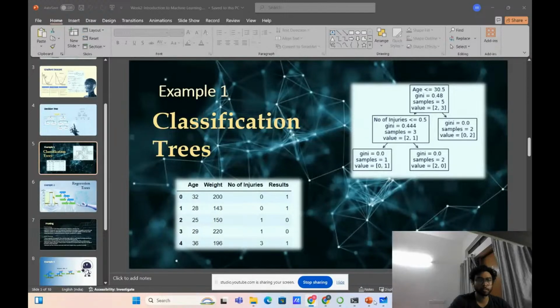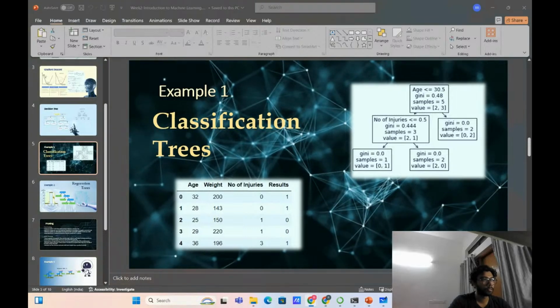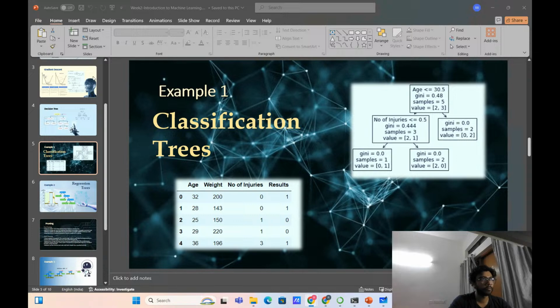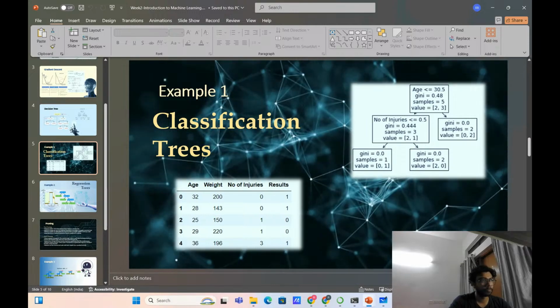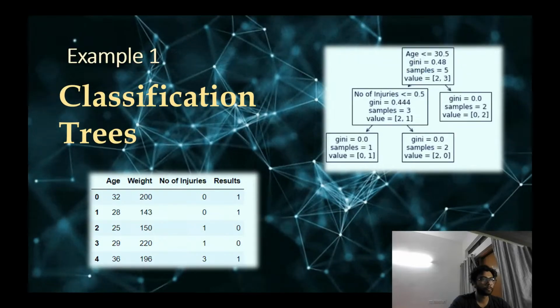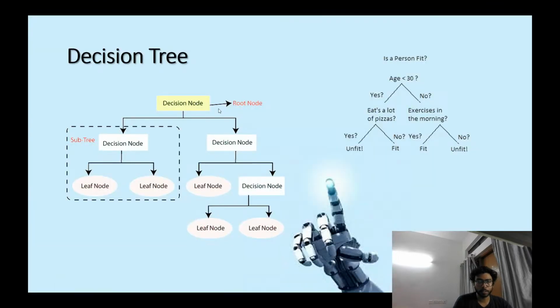So first, let's go to the binary classification problem. Let me share my screen first. I hope my screen is visible. Okay. So yeah, I can explain the binary classification problem with an example maybe.